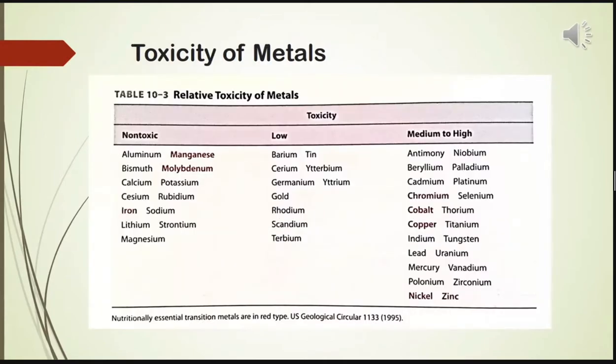Since transition metals are multivalent, this means that they are also highly reactive. Highly reactive means that in large amounts, they can be toxic. The table shown shows the relative toxicity of different transition metals.